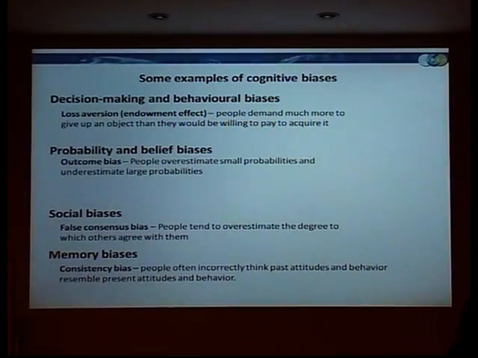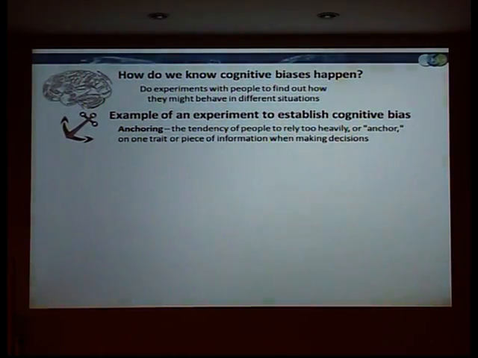How do we actually know that these cognitive biases happen? Well, like biologists, psychologists do experiments. They do experiments with people to establish these predictable outcomes that are not quite what we expect. One example of establishing one of those biases is called anchoring. This is a really important one for the social sciences, and I'll explain why after I show you the example. Basically, people tend to rely really heavily on an anchor, or one trait in a piece of information, when they make a decision. So they focus on one thing.